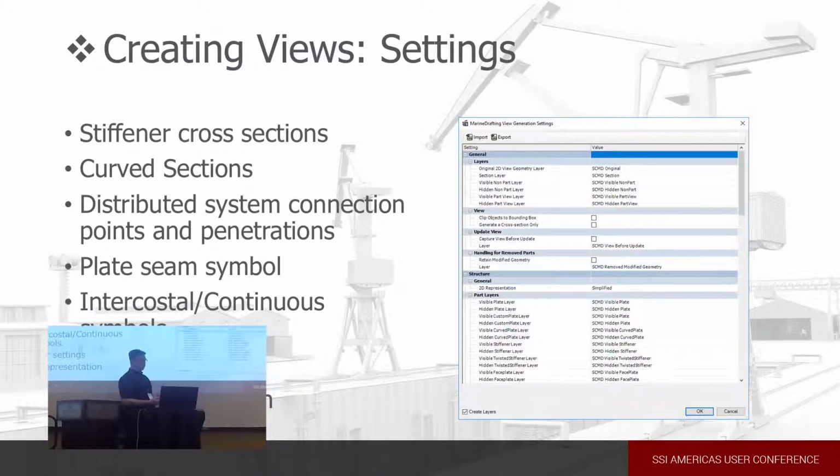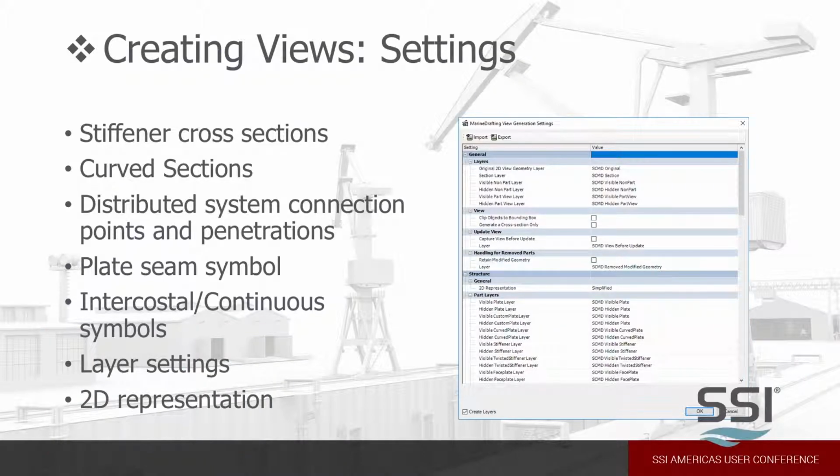So creating views, the settings for creating 2D views can be saved in templates for standardization. Settings that can be controlled include the presentation of different cross sections, curve sections, and distributed system connection points and penetrations. The definition for what symbols to use for plate seams, intercostal, and continuous is also defined here. Layer settings for all types of lines for visible and invisible constructions are also here.